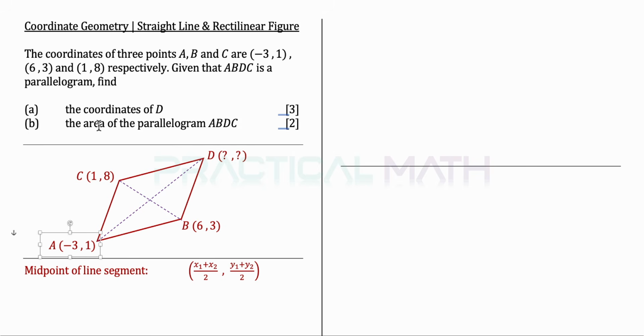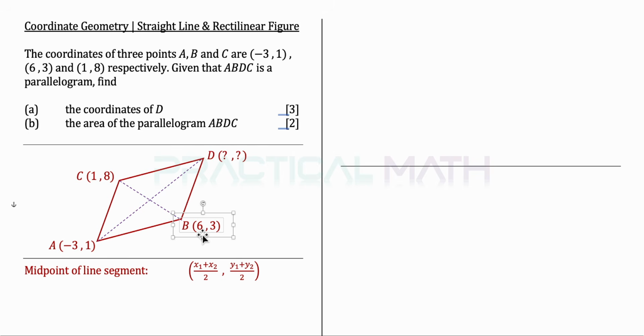Also, in part B, they actually ask for the area of the parallelogram. So for the area of the parallelogram, notice that none of these coordinates actually share the same x values. Especially if you look at this, none of these three pairs of coordinates share the same x values or the same y values. So they are not on the same horizontal line or on the same vertical line.